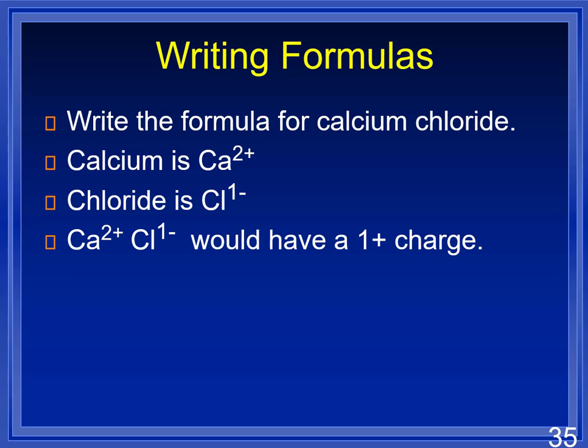So if I just put Ca2+ and Cl1- together, that's what I thought the formula was for calcium chloride, it wouldn't add up to 0. Because 2+ and 1- adds up to 1+. It's not 0 yet. What would I have to do to make it equal 0? I'd need 2 of the negative pieces, right? I need another Cl-.